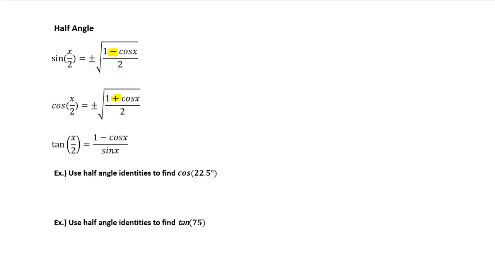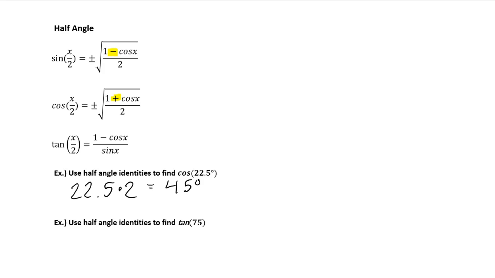It says use your half angle identities to find cosine of 22.5. When we are using half angles, we're not actually going to use the 22.5. What you want to use is, 22.5 is half of what value? So I know if I take 22.5 and multiply it by 2, because I know it's half of some angle, I get 45 degrees. So that is the value we're really going to use.